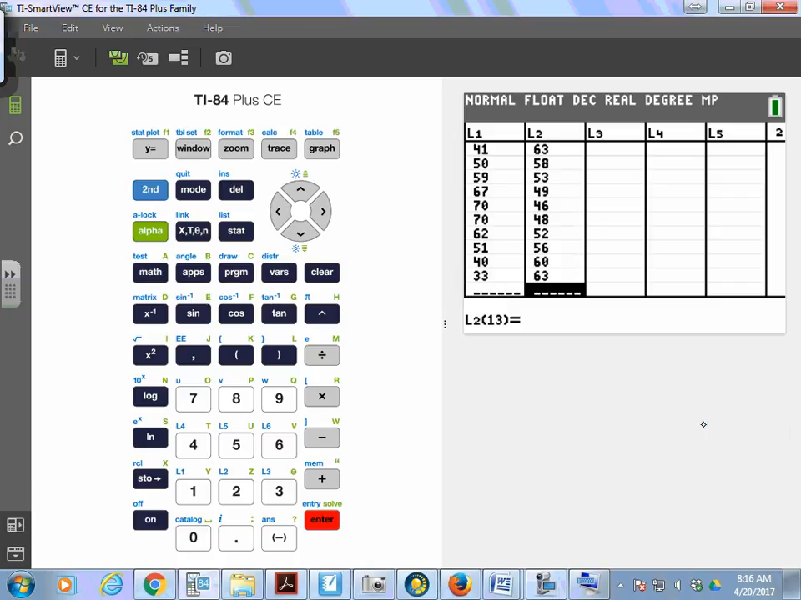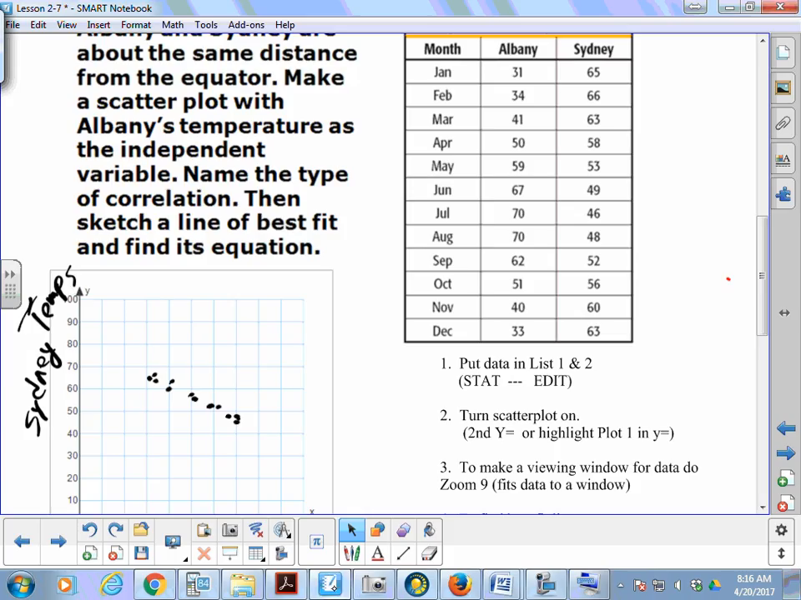So always when you put them in, make sure you double check them to make sure that they are correct, right? Because one little mistake on one number can cause a lot of issues for you. So it's always good to double check them. Now we're going to make a scatter plot on our calculator.